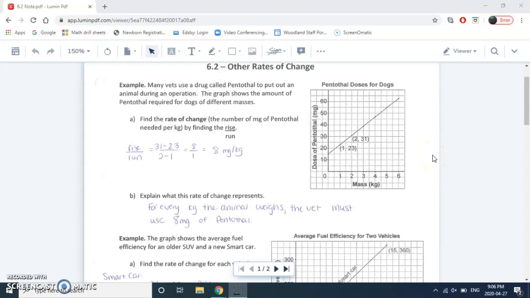Hello class, today we're going to be working on 6.2, other rates of change, which is basically going to be the same thing we did yesterday, except we're going to be using things other than speed. All right, our first example, we're looking at vets.